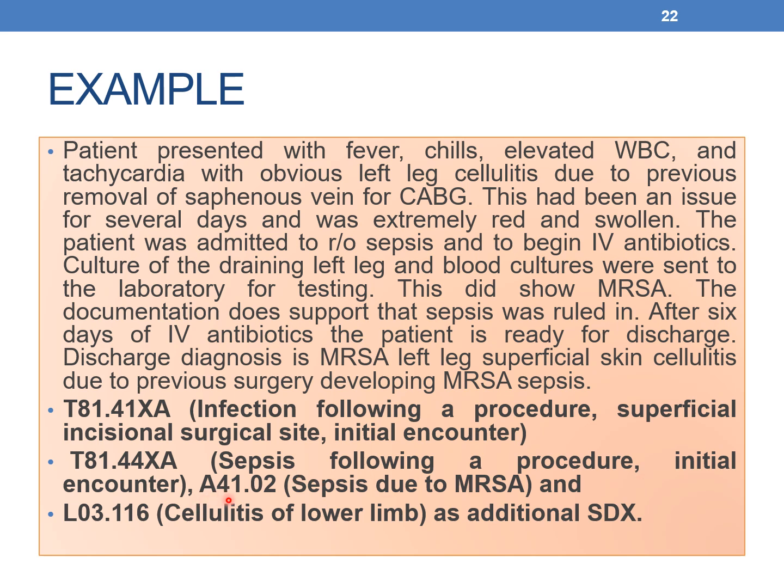And then A41.02, which is nothing but sepsis due to MRSA. Finally, L03.116, which is nothing but cellulitis of lower limb, as the additional code. So in total 4 codes: T81.41XA, T81.44XA, which is nothing but sepsis following a procedure, next followed by sepsis code A41.02, and finally cellulitis code L03.116.